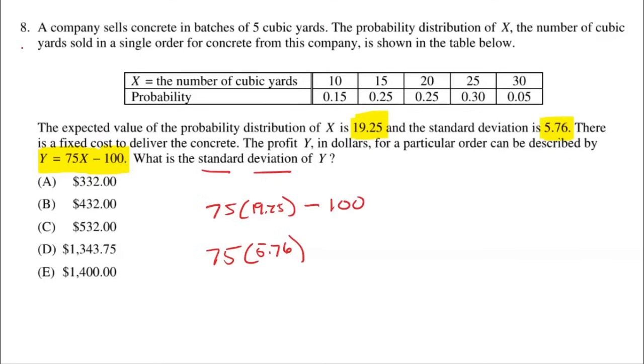So if I do 75 times 5.76, I get $432 as my standard deviation for the profit. Option B there. All right.